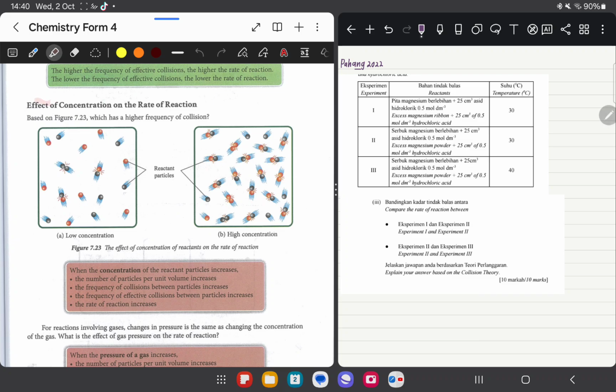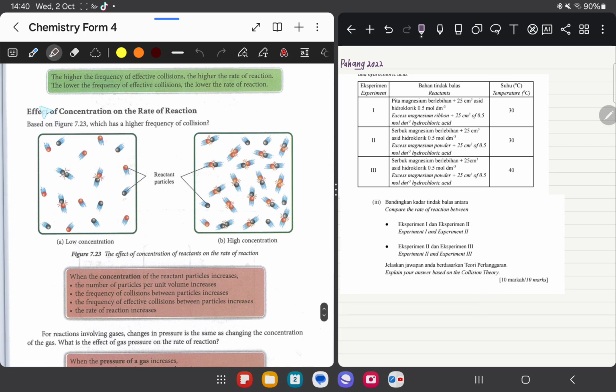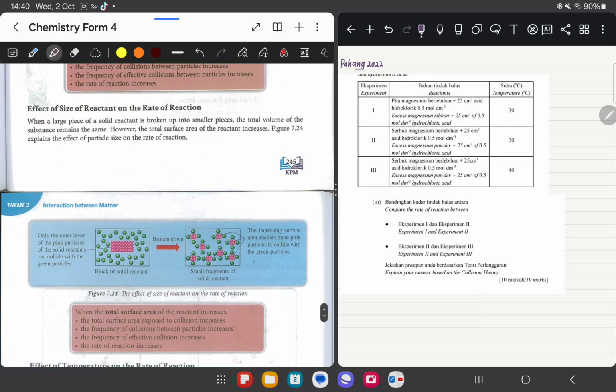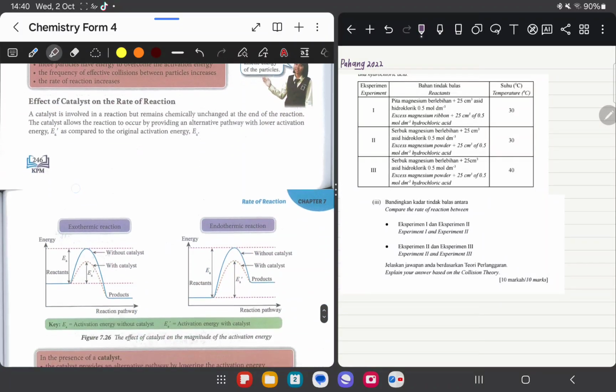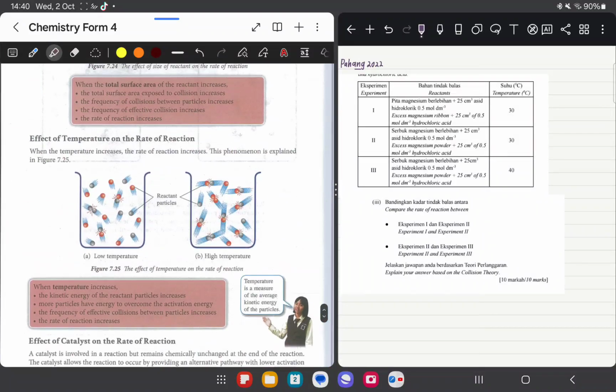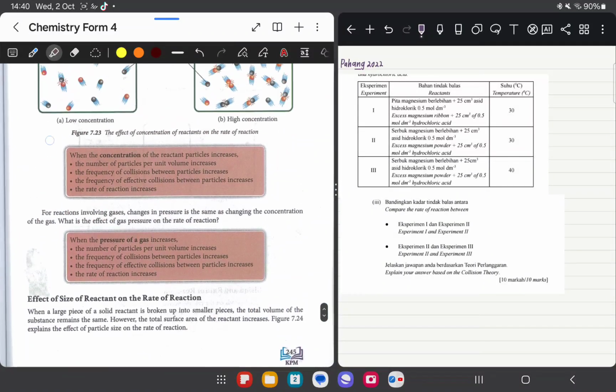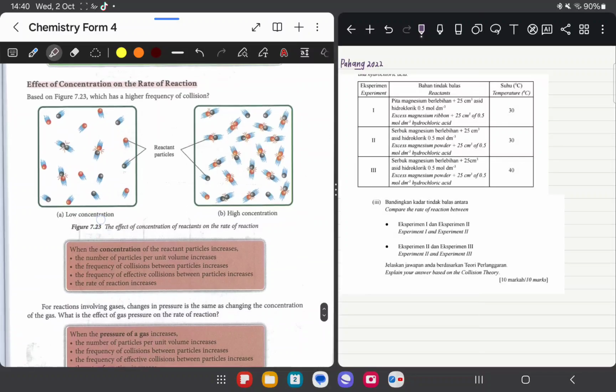This video was requested by a lot of students to answer how we need to explain the effect of concentration, temperature, or the effect of size of reactant or catalyst. The presence of catalyst can cause the rate of reaction to change. I'm going to discuss this question by providing you with a sample of past year questions, and I will teach you how to compare the rate of reaction between the two sets according to the correct factor that influences the rate of reaction.